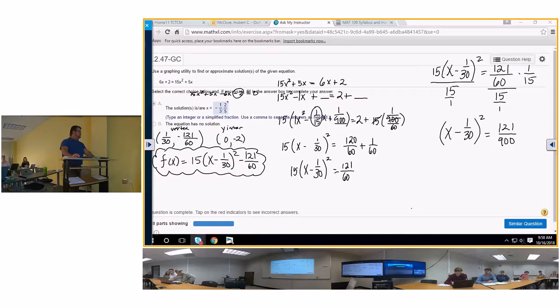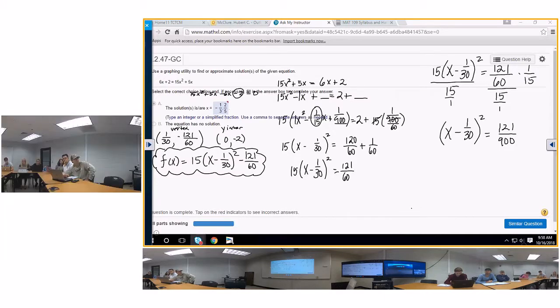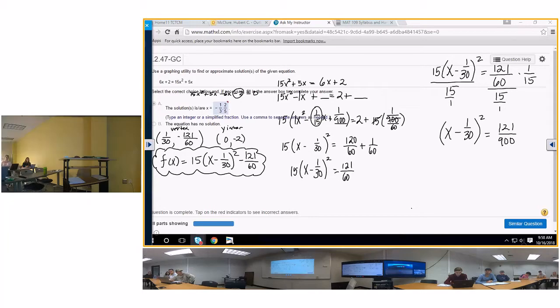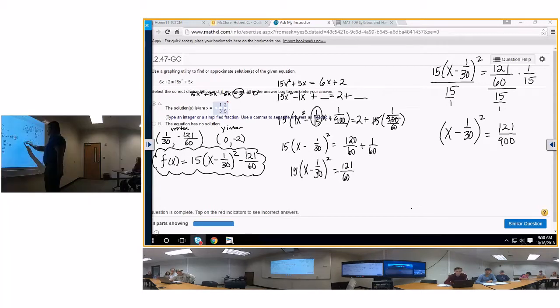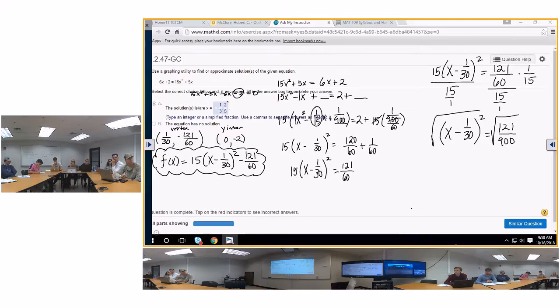Try to write something. Okay. I'm going to take the square root of both sides. We can see that. I'm sorry, what? We can see you right on your board, but we can't see you.